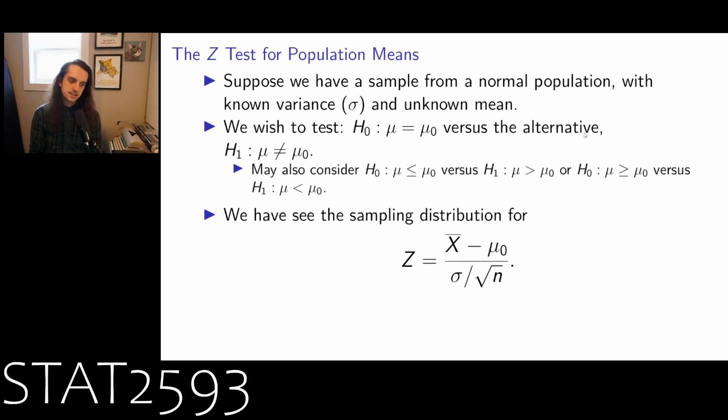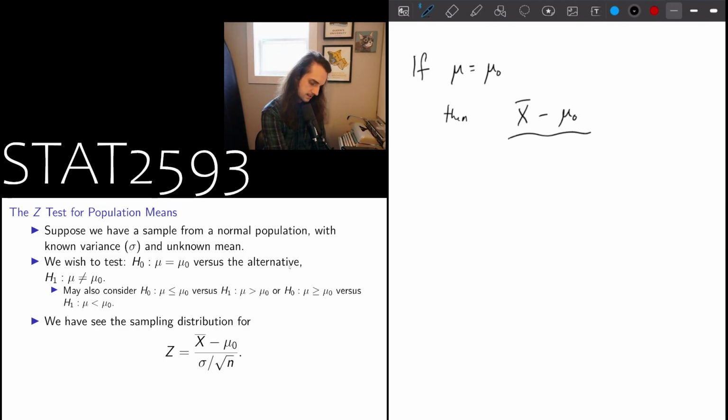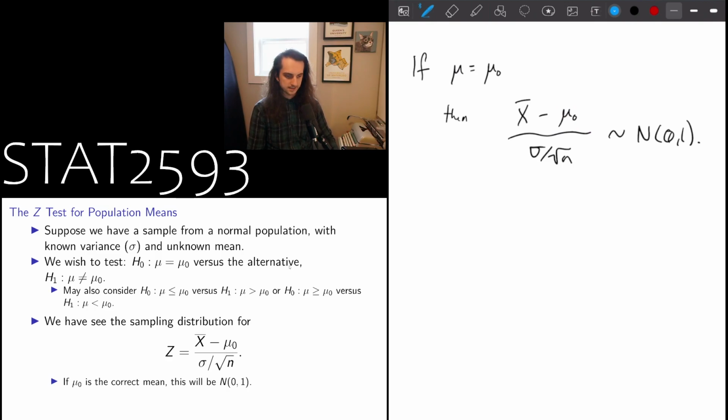We've seen that the sampling distribution for this statistic is going to be a normal 0, 1 under the assumption that the null hypothesis is true, right? And so in particular, if mu equals mu naught, then (x bar minus mu naught) divided by (sigma over the square root of n) is going to follow a normal 0, 1 distribution. Now, if this is the wrong mean, then this is not going to be the case, right? But if that mean is correct, then this distribution is going to hold exactly.